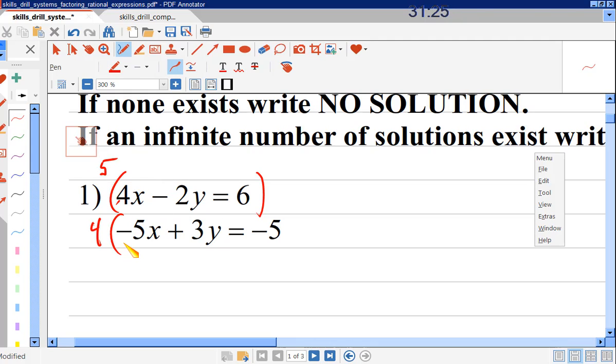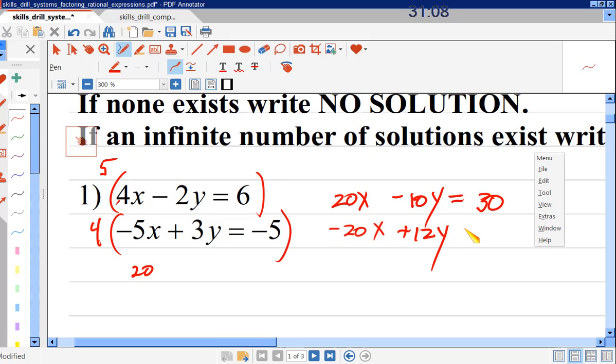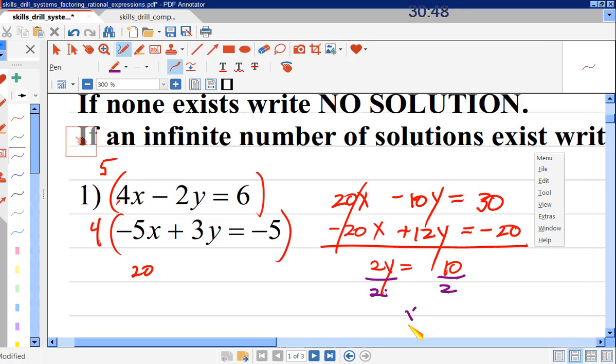So now I'm ready to multiply each equation, and for the first one, I'll do it over here, you're going to get 20x minus 10y equals 30. For the second one, you're going to get negative 20x plus 12y equals negative 20. And then I'm going to add those equations together, and these are going to drop out. I'm going to get 2y equals 10. So now I solve that equation, I divide by 2, and I get y equals 5. So that's the y value of the solution.